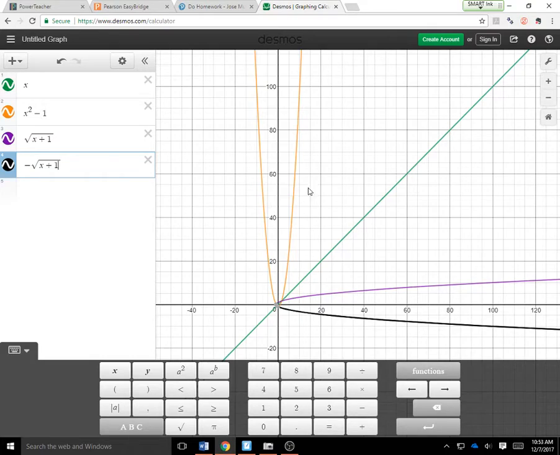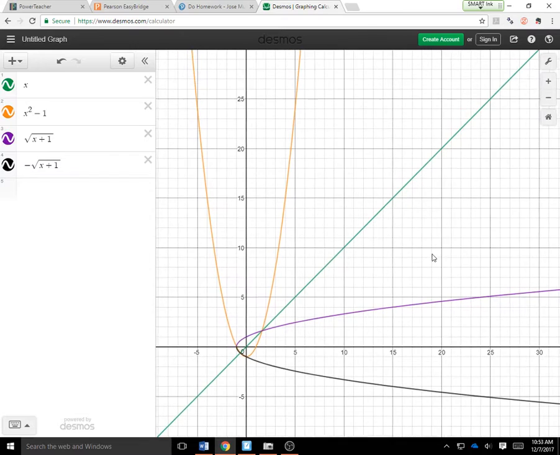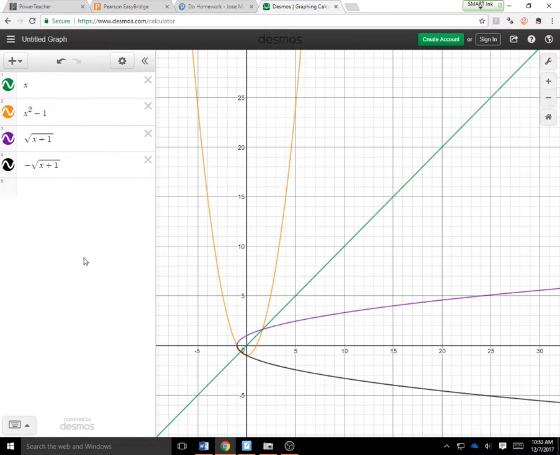Can you guys see that if I zoom in? Do you see the symmetry there? A function and its inverse will always be symmetric about the line y equals x. That is really, really cool. It ended up making the parabola turned on its side, reflected across the line y equals x.